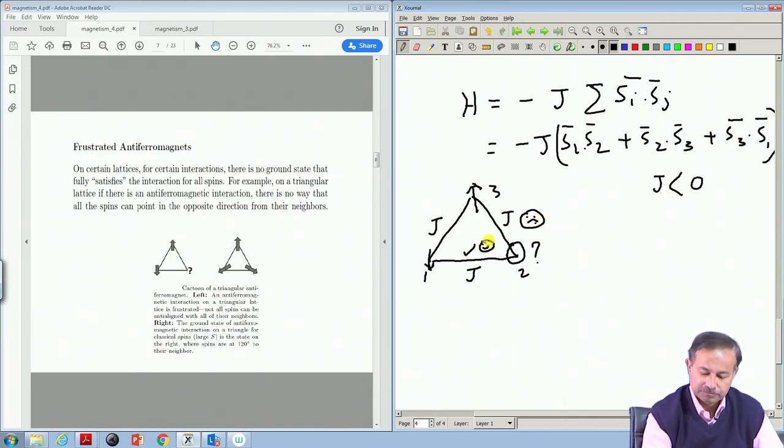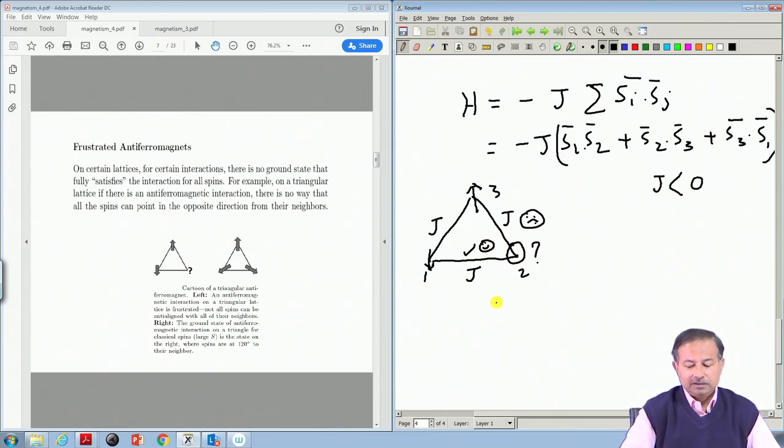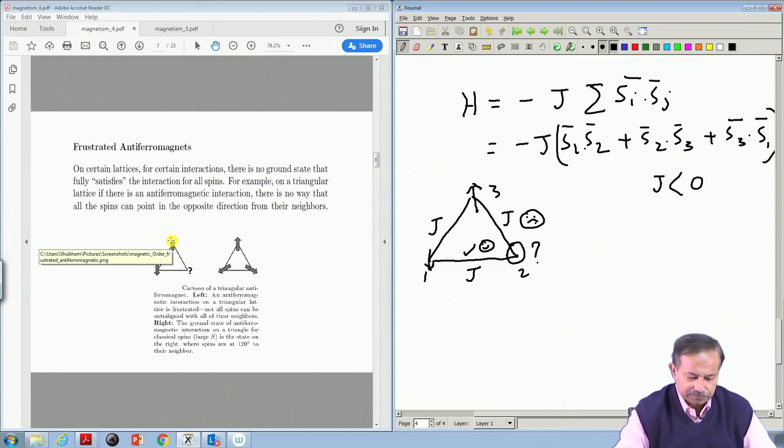Okay. So, that is the situation, you cannot satisfy this particular spin. Whichever way you point it, it will be frustrated, because one of the bonds will become dissatisfied. So, that is called frustration. This happens in non-bipartite lattices with antiferromagnetic interactions, with quantum spins here, for example, with up and down components.